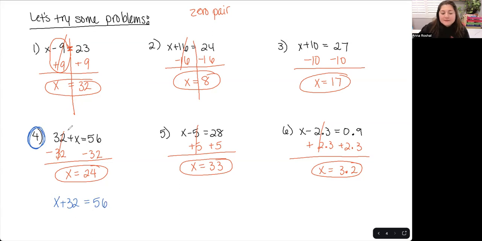So if it does make you feel uncomfortable where you have the letter second and the number first, and you're like, I don't even know what to do with this 32, where is this coming from? What you can do is use commutative property, and then you'll see like, hey, I'm adding 32, so the inverse operation would be subtracting 32. And you'll end up with that same answer of 24, okay?